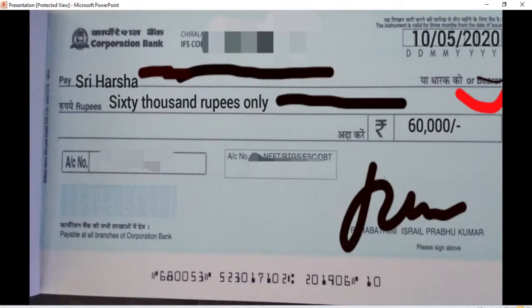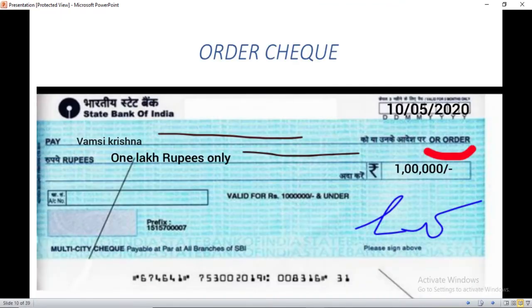So how can we change the bearer check into an order check? Simply strike out the word bearer. It changes into an order check. This is an order check. In this check, the amount is payable to a particular person. That's why this is an order check. The payee, Mr. Vamsi Krishna, can transfer this check to someone else by signing his name on the back of it. He has full rights to negotiate this check.